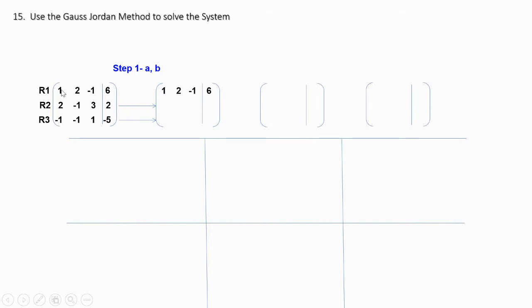So I'm going to multiply -2 times row 1 and add it to row 2. I'm going to add row 1 and row 3, right? Because if I add 1 plus -1, they'll cancel, or it'll be 0. So I'm going to add those. So here's my work.